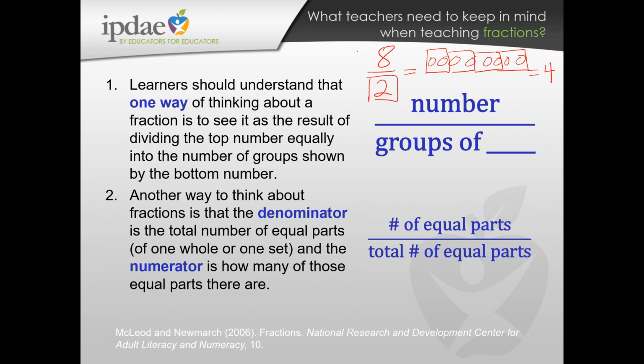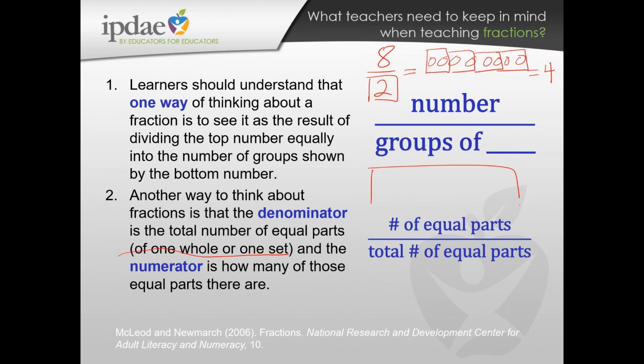That's one way of looking at fractions: the numerator tells you the total number of items you have, and the denominator tells you how many of that has to be grouped. Another way to think of a fraction is that the denominator is the total number of equal parts of one whole or one set, and the numerator is how many of those equal parts there are. So this is our traditional interpretation of a fraction.